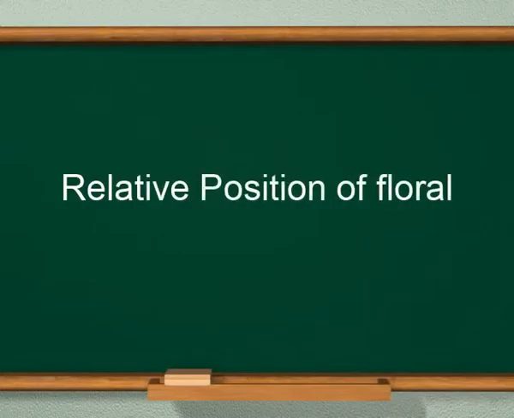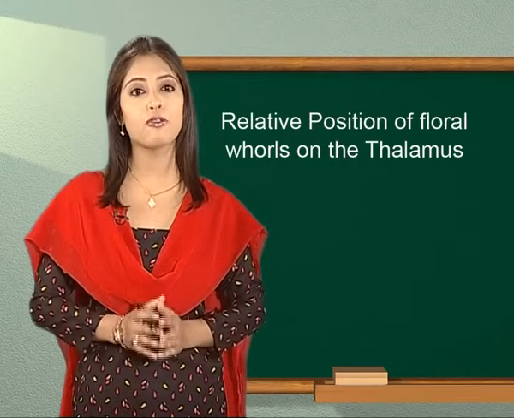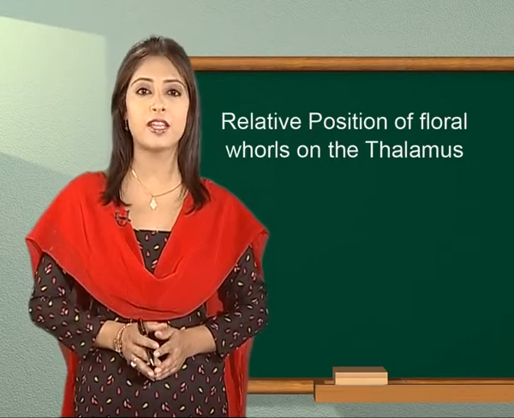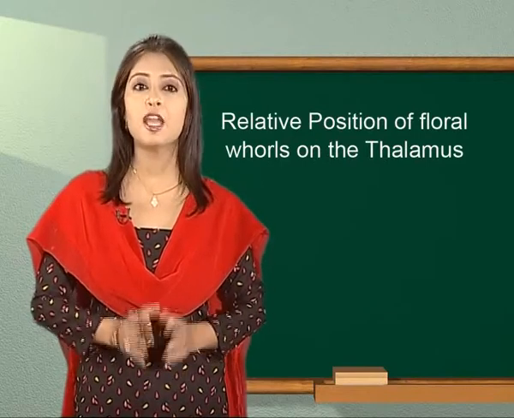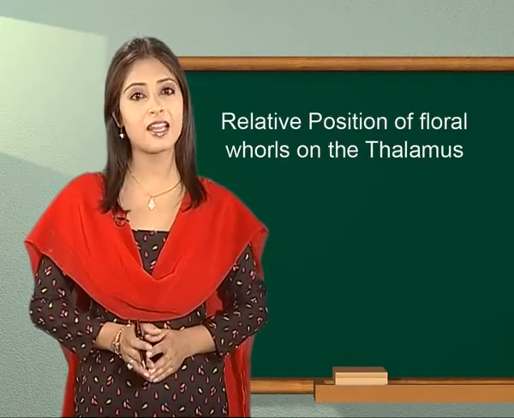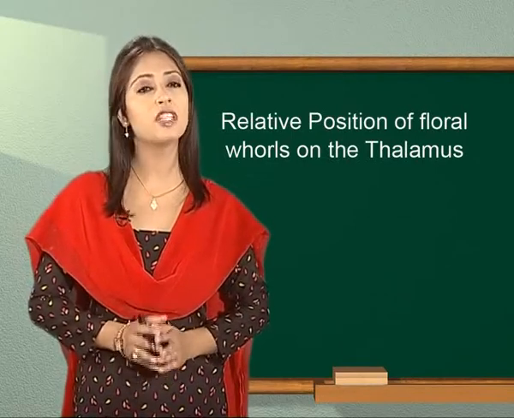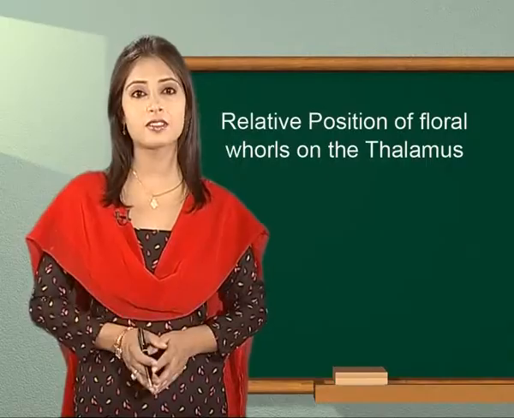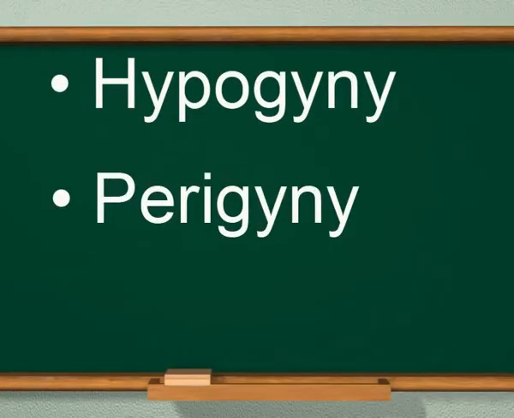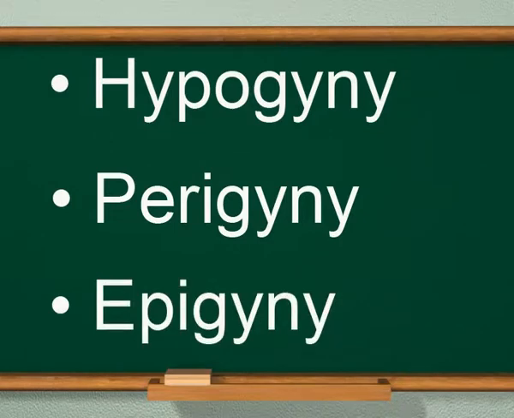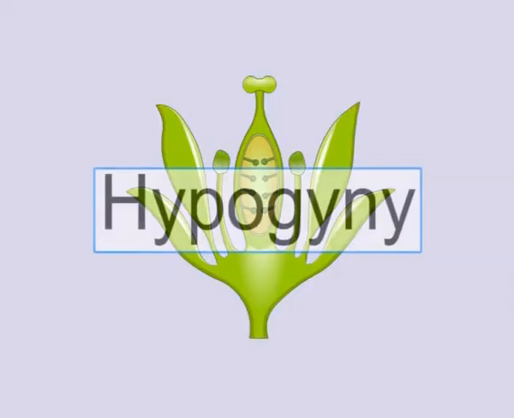Relative position of floral whorls on the thalamus. The arrangement of floral whorls on thalamus varies greatly. It is basically of three types, based on the position of calyx, corolla and androecium in respect to the ovary. These are hypogyny, perigyny and epigyny. Let us discuss these arrangements one by one.